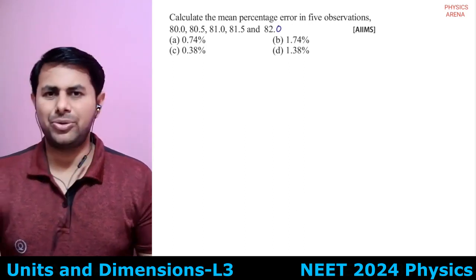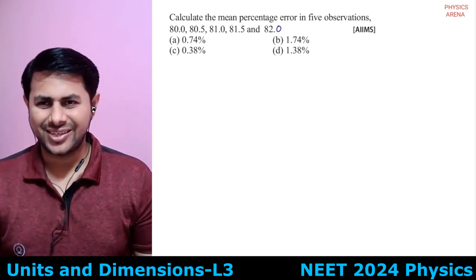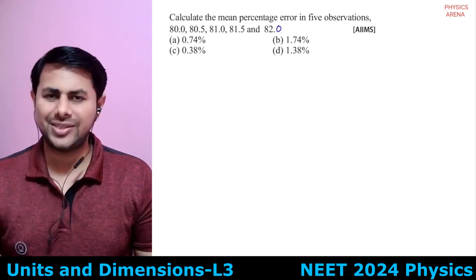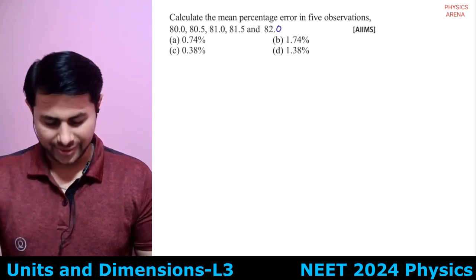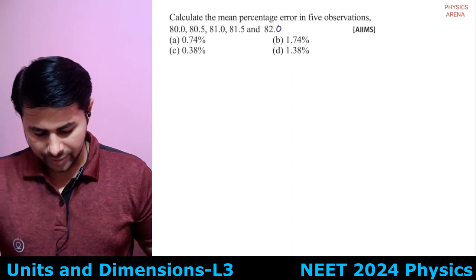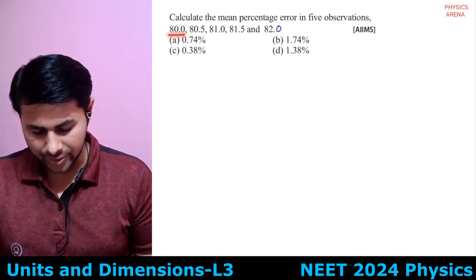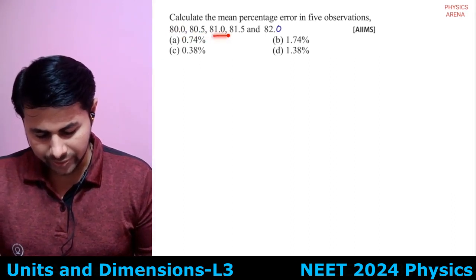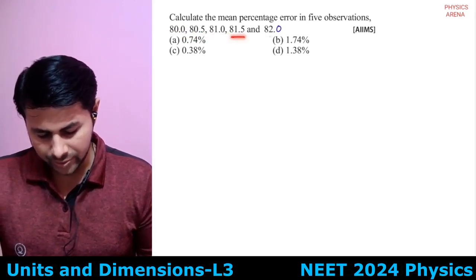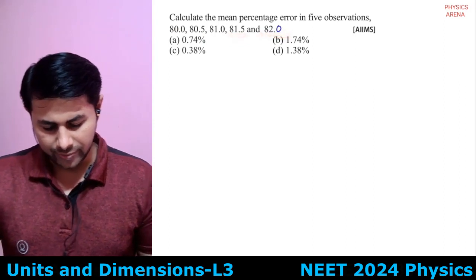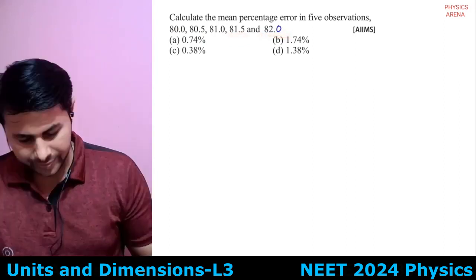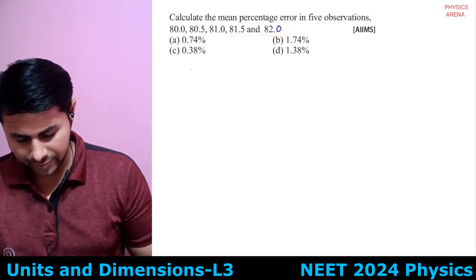All right. So how to do this kind of problem? That's what we'll see. Maybe there is a print mistake, we don't know what the digit is. So here we have 80.0, 80.5, 81.0, 81.5 and 82.0. So what should we do? These are 5 observations.